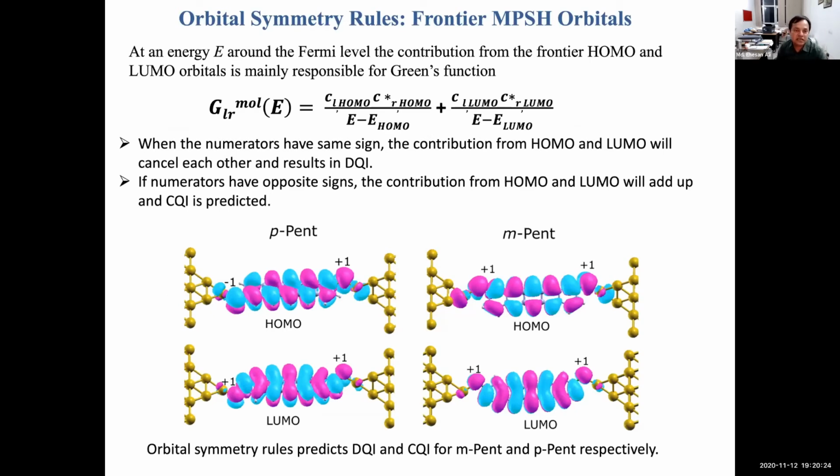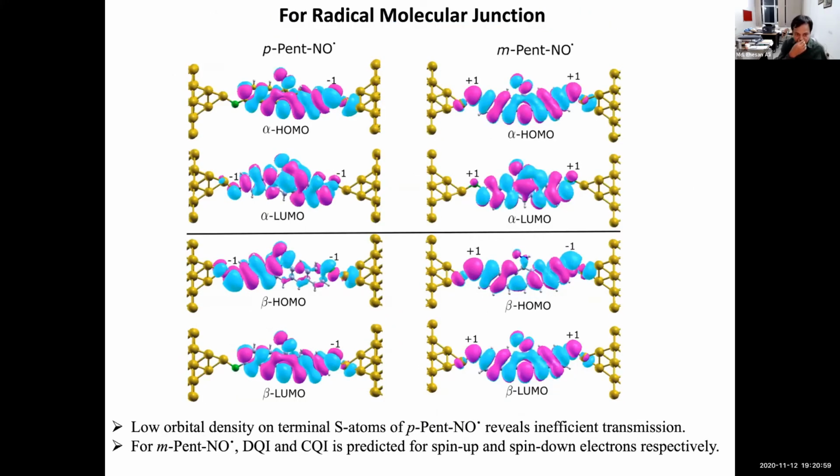Okay, and now we look into the frontier MPSH orbitals, and we found that this could be explained with the feature that if we have the same sign on the connecting atoms, we will see the DQI feature. If they have the opposite sign, we always get constructive interference. Applying these things, we see that the scenario gets reversed. The molecular orbital picture gets different when we put in the radical center, and that's the reason we are seeing this completely reverse behavior in this case.